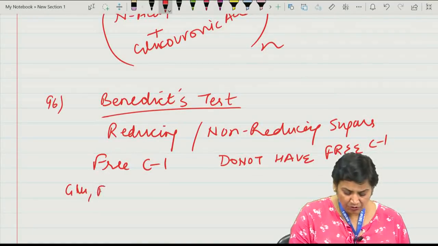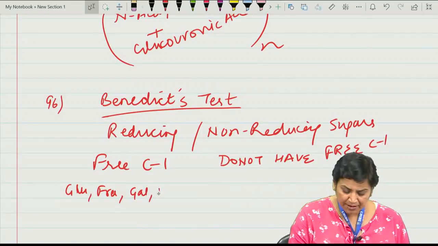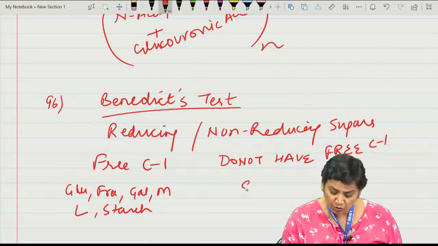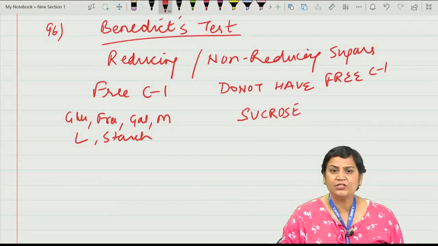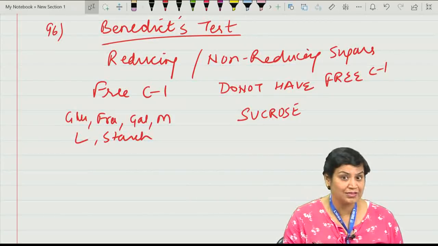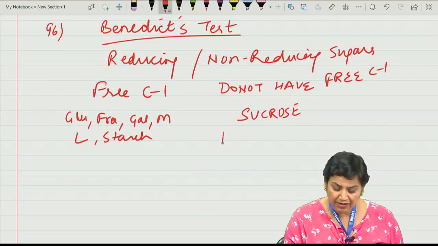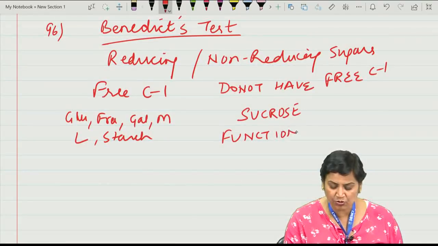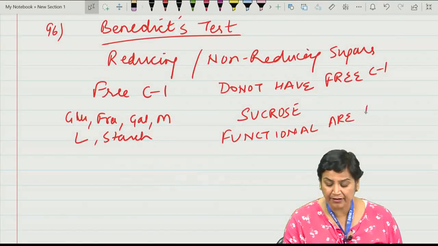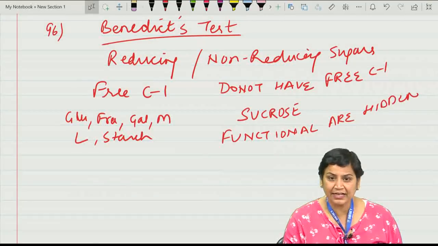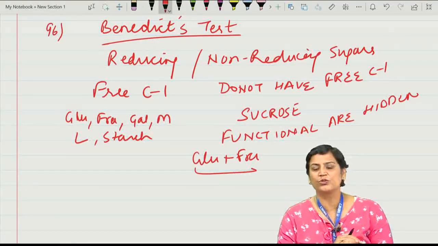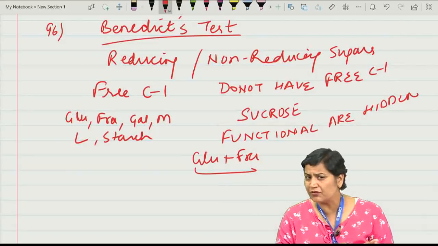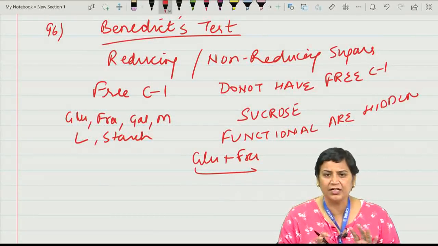Now if we see glucose, fructose, galactose, mannose, lactose, starch, all are reducing sugars. Only sucrose is a non-reducing sugar. Now why is sucrose a non-reducing sugar? Because in sucrose the functional groups are hidden. Sucrose is a disaccharide of glucose and fructose. The reaction is between the functional groups on glucose and fructose. That means no carbon atom is free in that, C1 is not free. So sucrose is a non-reducing sugar.